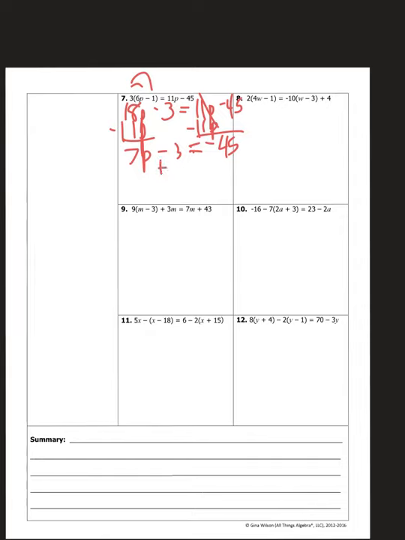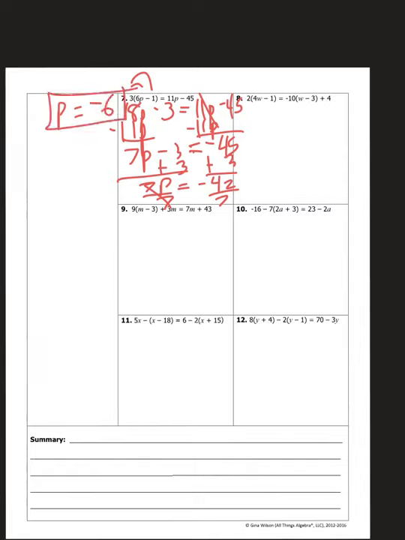Number 7. All right, we get to distribute. 3 times 6p is 18p. 3 times negative 1 is negative 3. Let's get the variable to one side. I'm going to subtract 11p. All right. 7p minus 3 equals negative 45. Add 3 to both sides. 7p equals negative 42. Divide by 7. P equals negative 6.